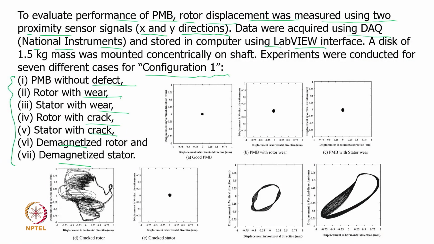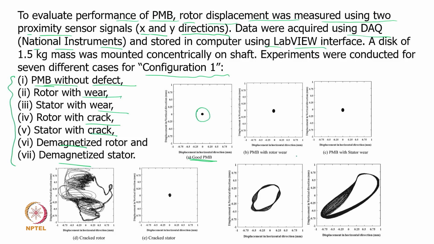You can see here, the PMB without any defect, we find very good behavior of the rotor. It is concentrically placed, like this dot, no change. It runs smoothly for hours and hours and hours, no problem.